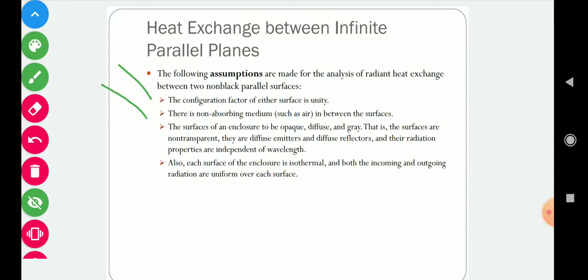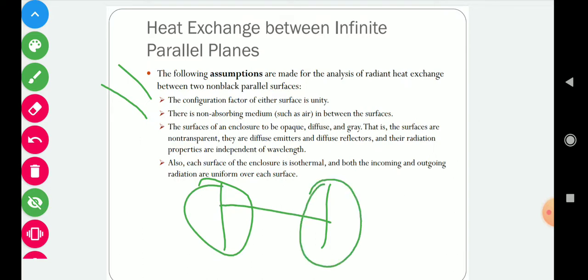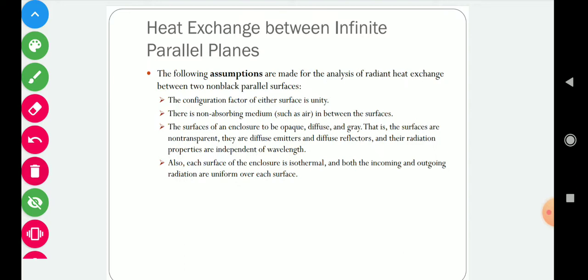The second assumption is that there is a non-absorbing medium. It means the medium between these two objects is non-absorbing, such as air in between the surfaces. So all the energy emitted by surface 1 will strike surface 2, and there is no radiation absorption by the medium. The third assumption is that the surfaces of the enclosure are opaque, diffuse, and gray.